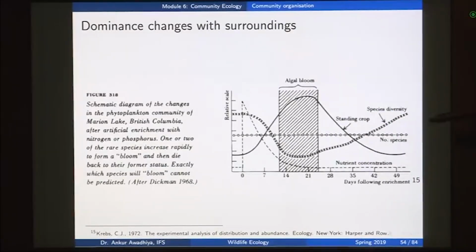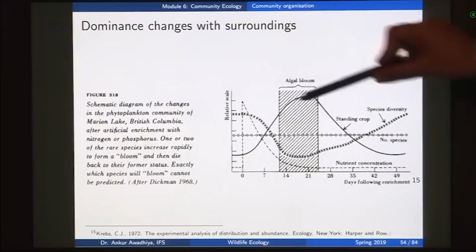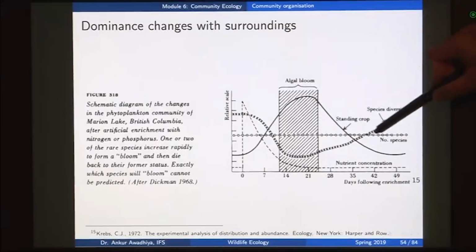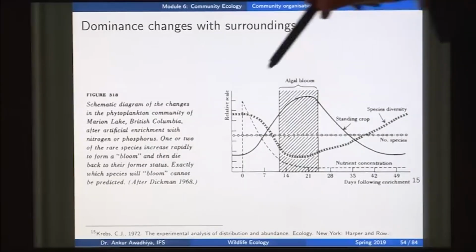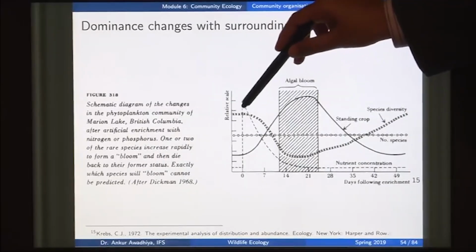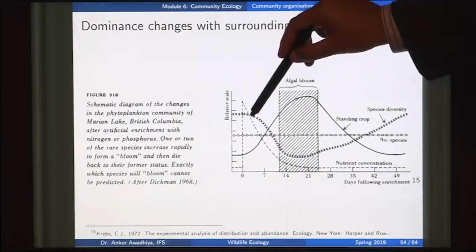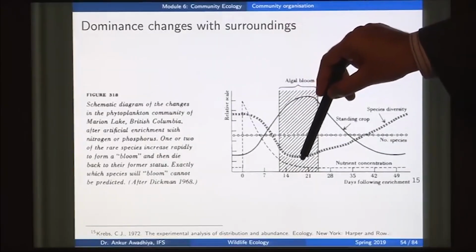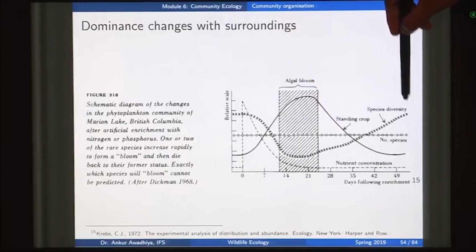Now, if we look at the number of species in this particular lake, the number of species remains constant all throughout, because in this short experiment there was no extinction of species. None of the species was completely decimated from this community. But if we look at the species diversity, shown by these crosses, the species diversity reduced considerably and then it started to increase.